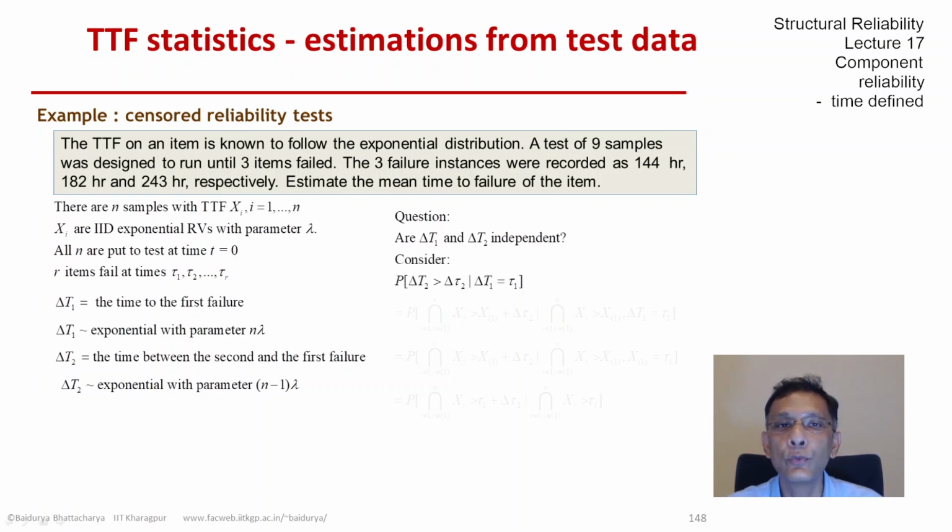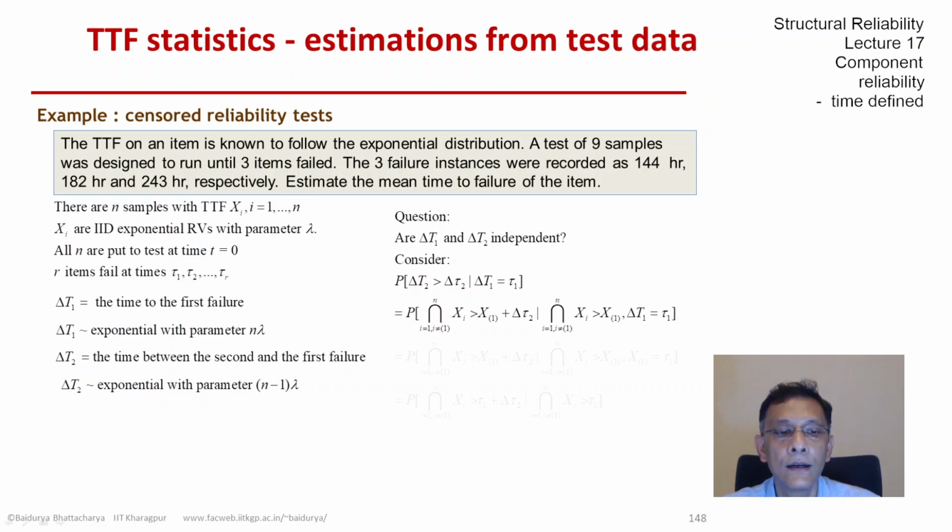So we start with the basics. We start with how we derived the CDF of delta t2. So now we are conditioning it on a fixed value of delta t1, and if we can show that that conditioning doesn't matter, the two events are independent, then we could conclude that the random variables are independent. So let's proceed step by step.